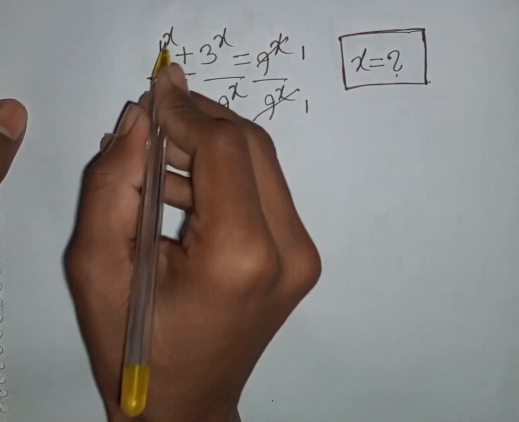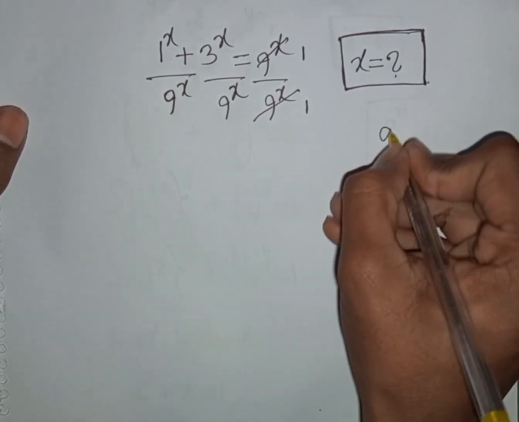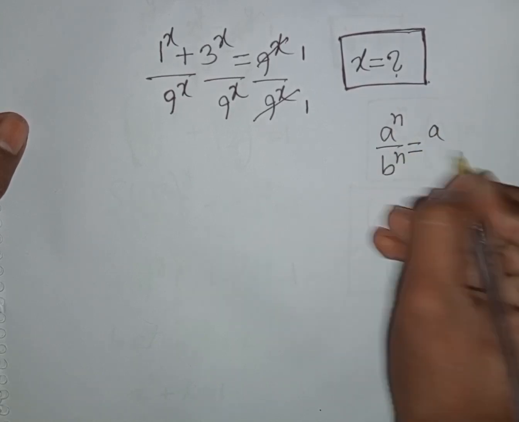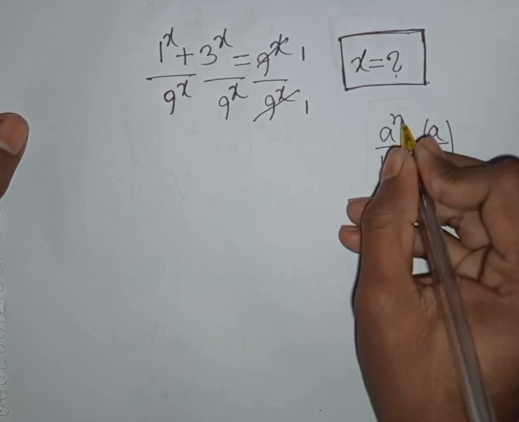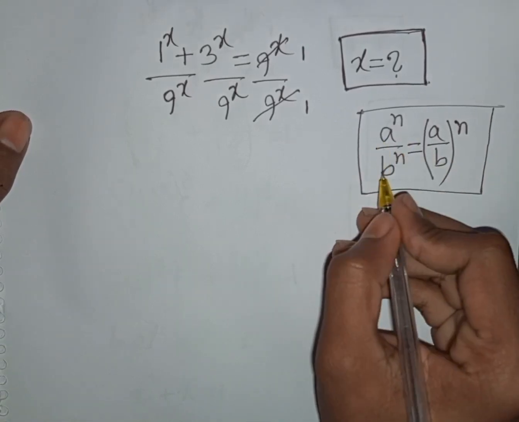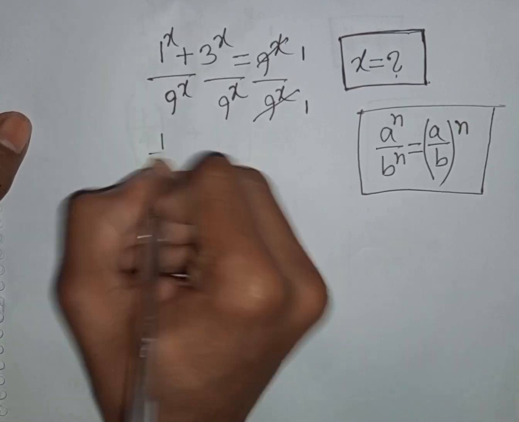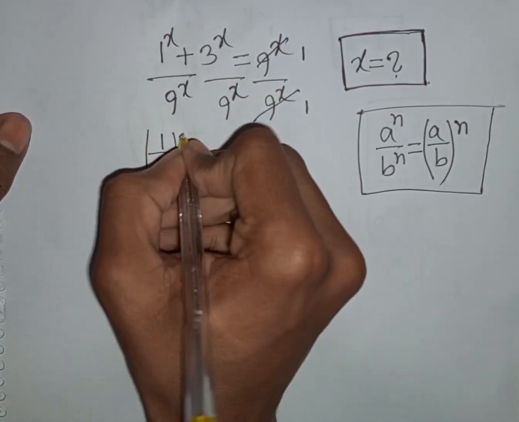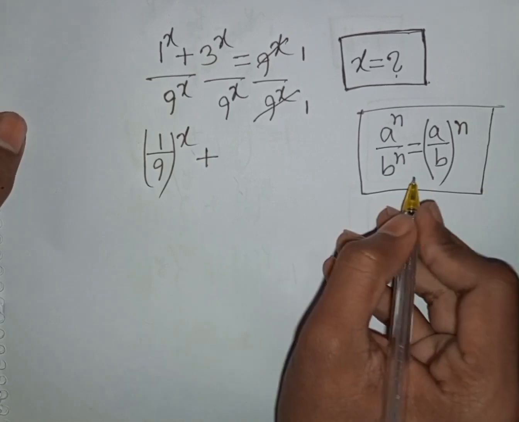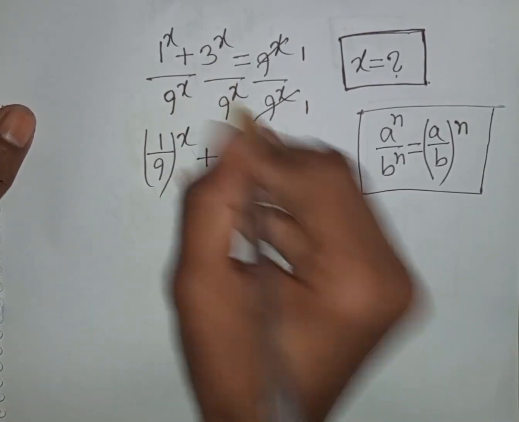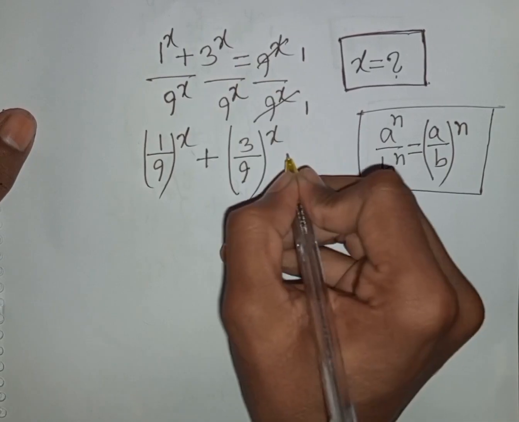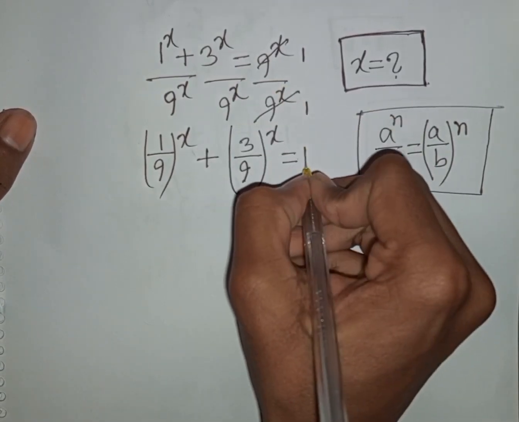Now from here we see the same power x but different bases. According to the formula a^n / b^n = (a/b)^n, with common power n, we can write (1/9)^x. Plus, again we see the same power x but different bases, so according to this exponential rule we can write (3/9)^x is equal to 1 divided by 1, that means it will be 1.